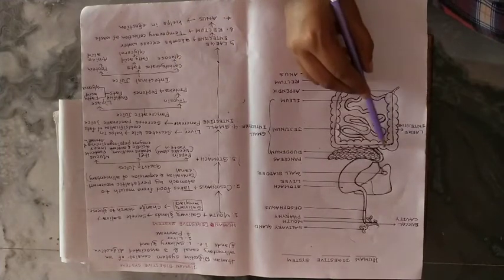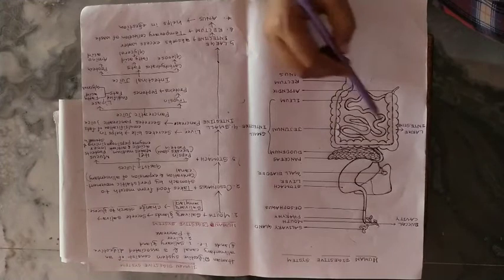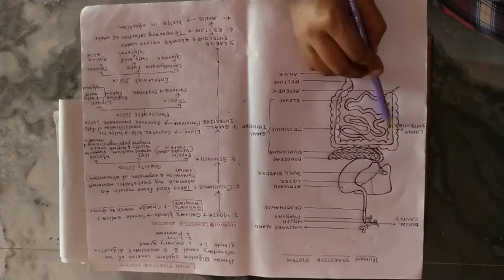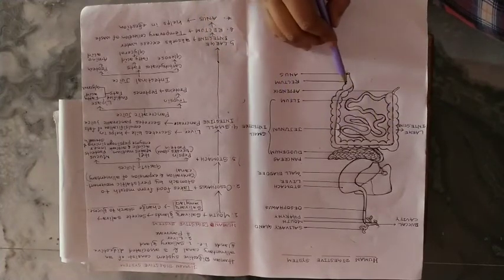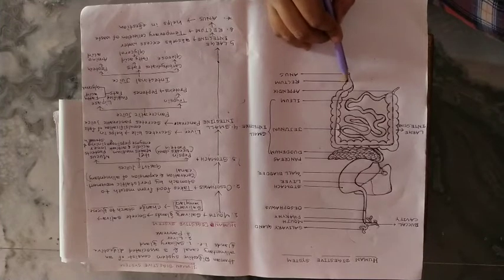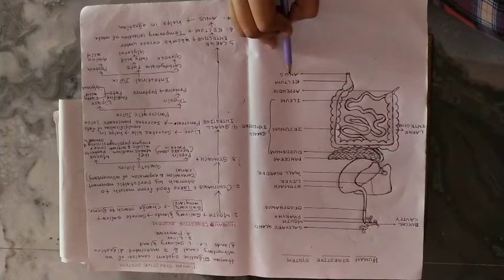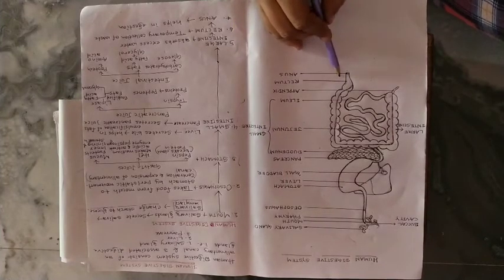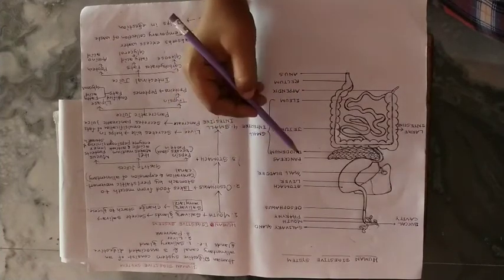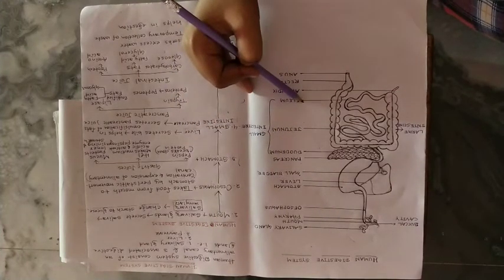This is the large intestine. Here I label the large intestine, and this is the rectum and this is the anus. So these are the different parts of the digestive system.